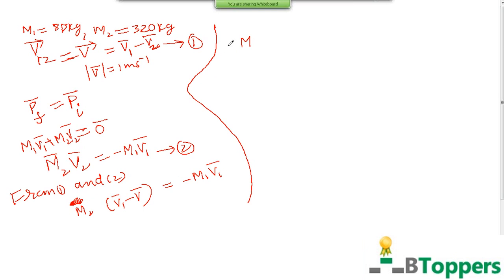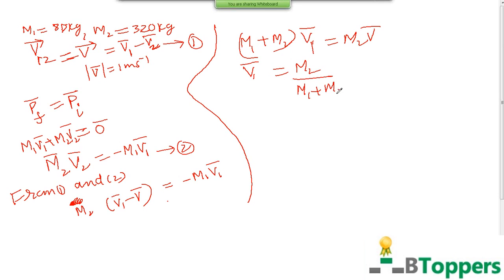Don't put bar symbol for mass. Mass is scalar. So solve for V1 bar here. You get (M1 plus M2) into V1 bar equal to M2 into V bar, if you simplify this equation yourself. So V1 bar equal to M2 by (M1 plus M2) into V bar.